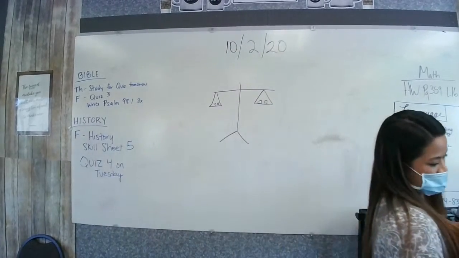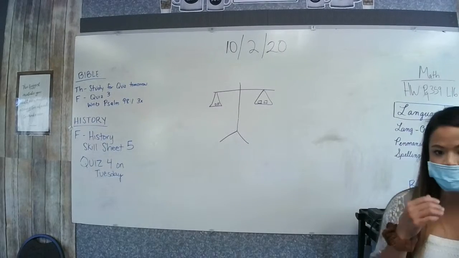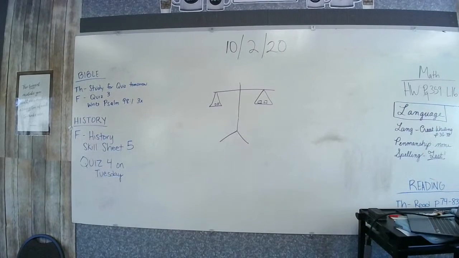All right. So continue to work on your skill sheet 5 in your skill sheet books in history, and then reading skill sheet number 10 is reading homework tonight. Okay? If you guys have any questions, please let me know.